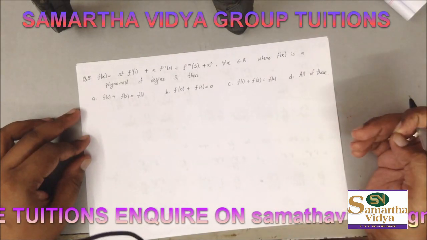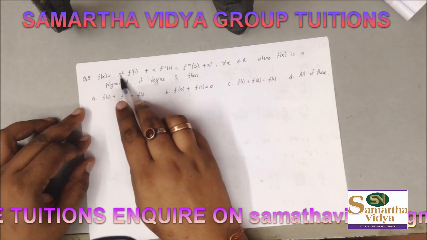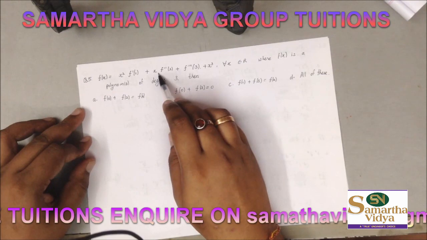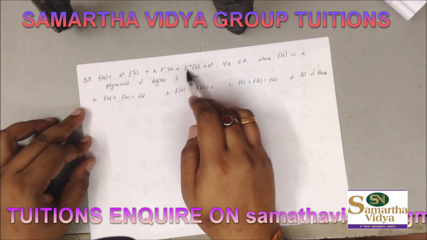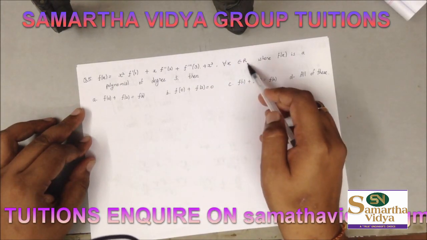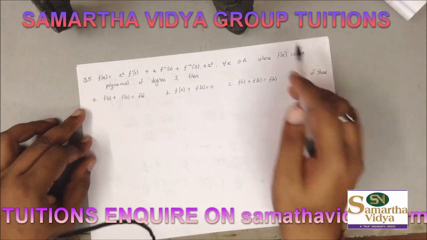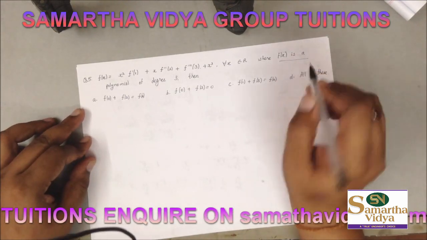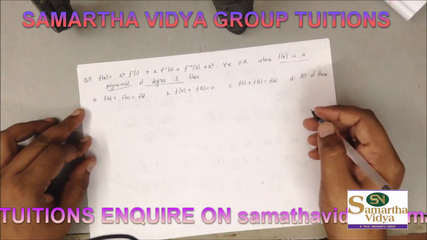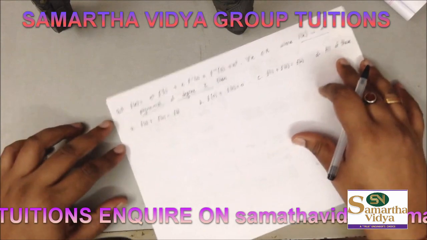Moving ahead with the next question, which is question number 5. We have a function f of x which is given to us as x square f dash of 1 plus x f double dash of 2 plus f triple dash of 3 plus x cube, such that x belongs to the set of real numbers. Now here they have also stated this important thing, that f of x is a polynomial and it is of degree 3. So that's the main important part which is given to us.